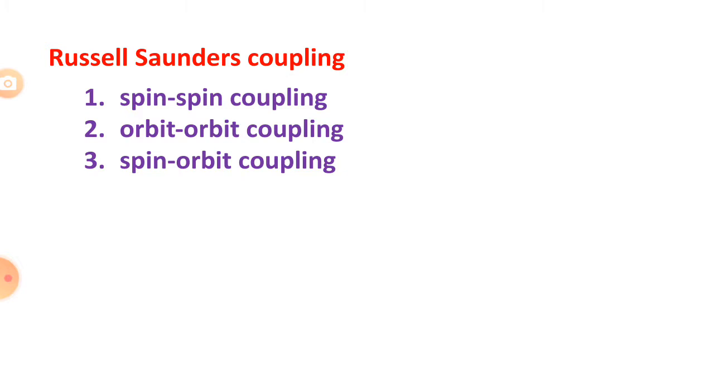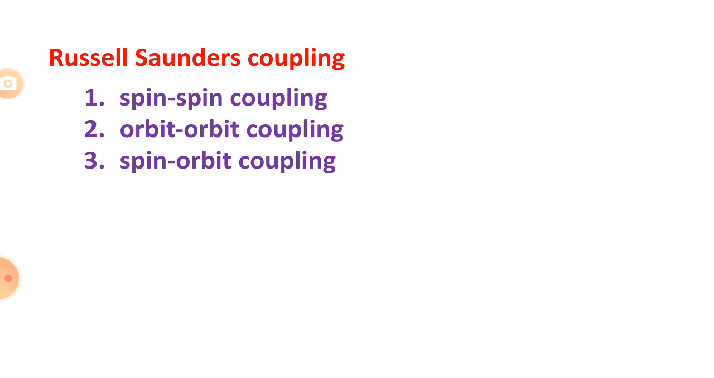So there are three different couplings. First one is spin-spin coupling, that is 2S plus 1. Second coupling is orbital-orbital coupling, which is denoted by the symbol L. And third one is spin and orbital coupling, that is L and S coupling, which is denoted by the symbol J. The first priority goes to spin-spin coupling, then orbital-orbital coupling, and the last one is spin-orbital coupling. Spin-orbital coupling is considered only when the atomic number of the element is more than 30.